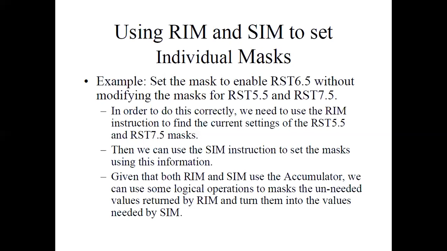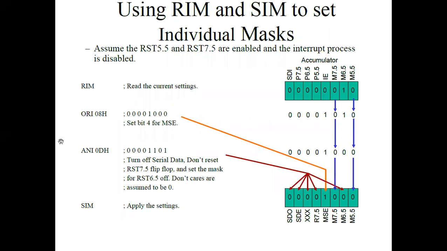So there are a total of three processes. First we will use the RIM instruction, after that we will change the accumulator content, and at the last we will use the SIM instruction according to that particular accumulator content that we have already changed. Okay, so that is actually happening here.